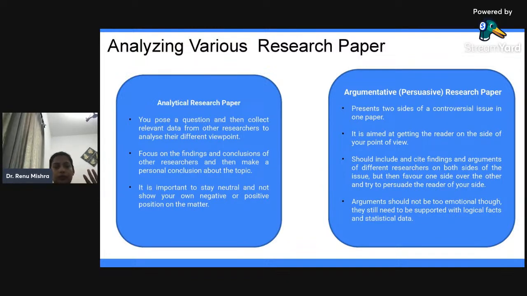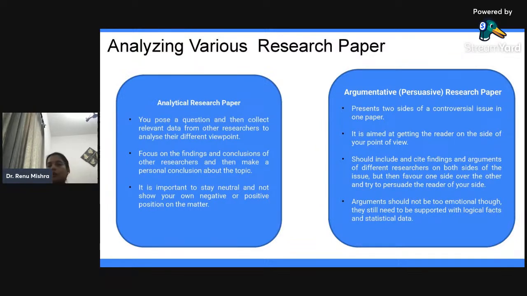So first I would like to take your attention to the analytical research paper. In this kind of research paper, you pose a research question, and then you collect data so that you can answer that research question. Data as in what other researchers have said about it. So the primary focus of an analytical research paper is on the findings and conclusions of other researchers.